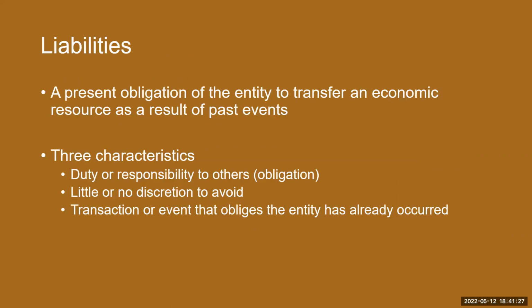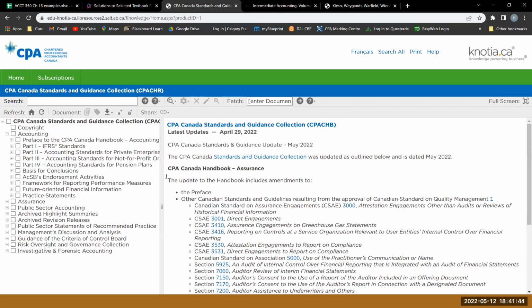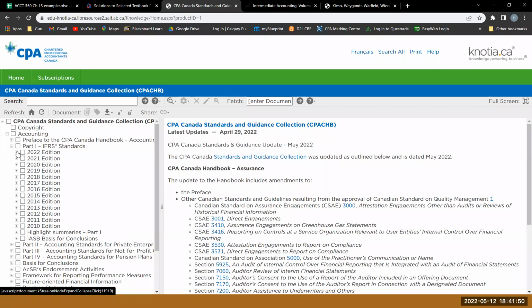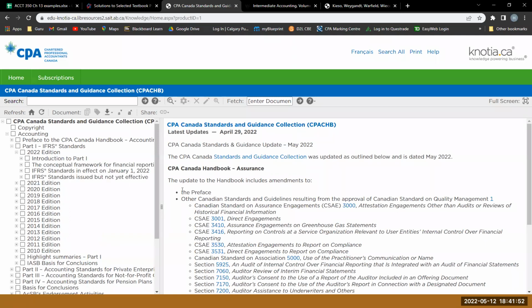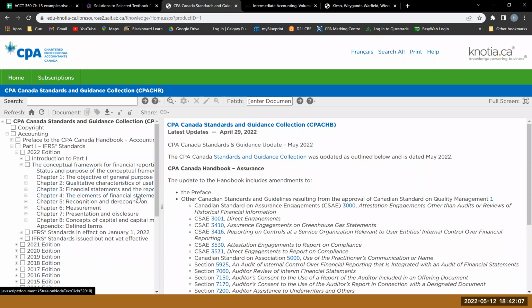So a liability, the definition of a liability under IFRS is provided in the conceptual framework, okay? So if I was to pull up NOSHA, the standards, if you clicked on part 1 IFRS, and the most recent edition is the 2022 edition, you'll find that under IFRS, the conceptual framework for financial reporting is put outside of the IFRS standards that are currently in effect. I clicked on that conceptual framework.